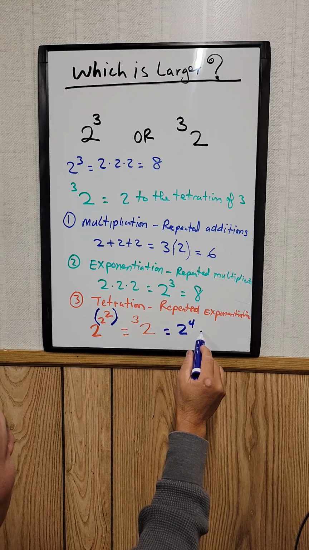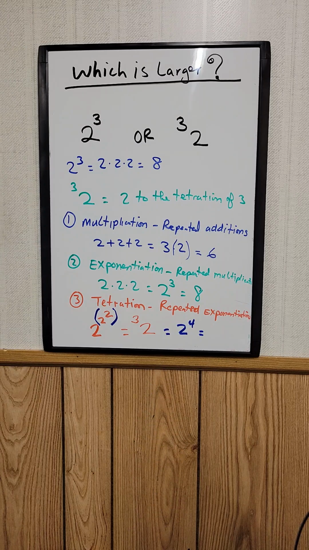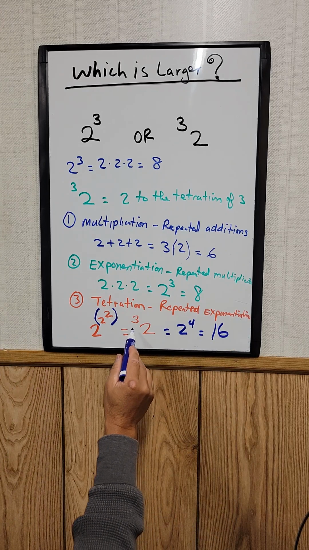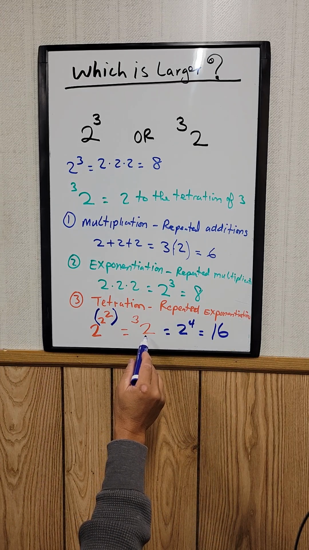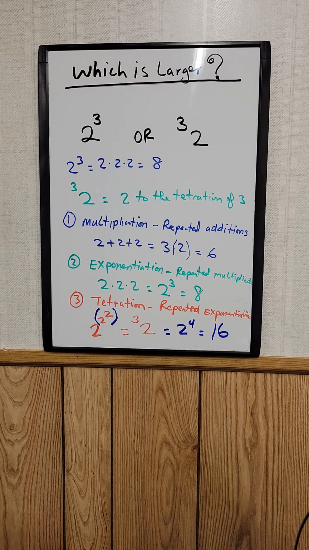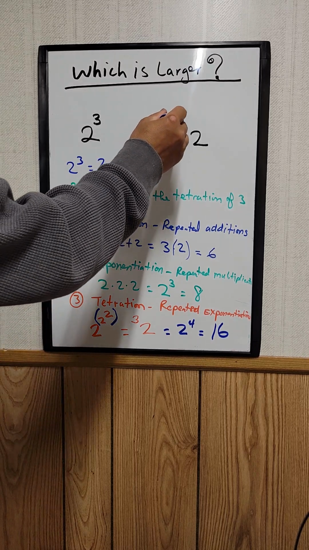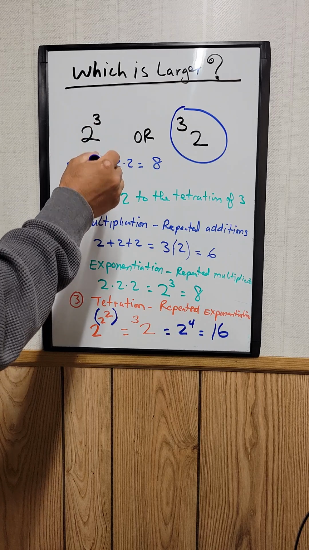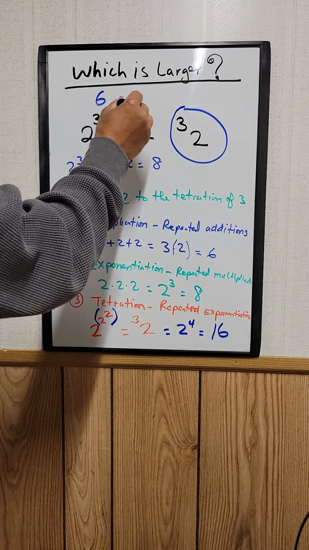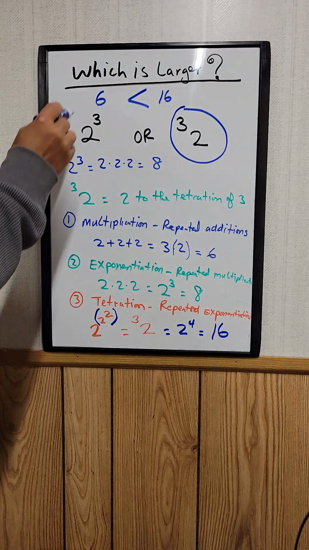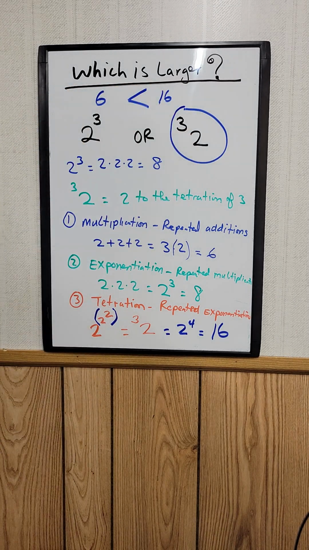What is 2 raised to the 4? 2 times 2 is 4, 4 times 2 is 8, 8 times 2 is 16. So 2 to the tetration of 3 is equal to 16. So basically, this one is bigger. This is 6, and this is 16. So 6 is less than 16, so this one is bigger.